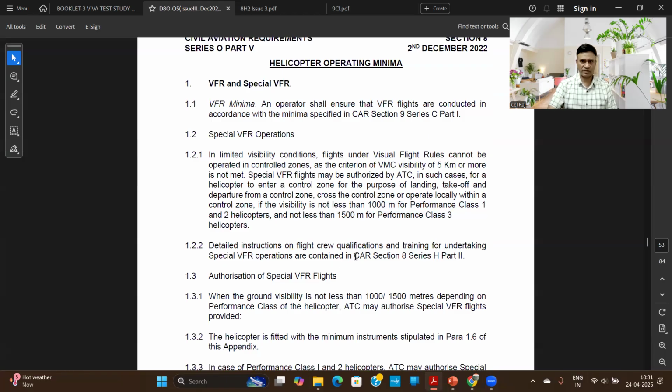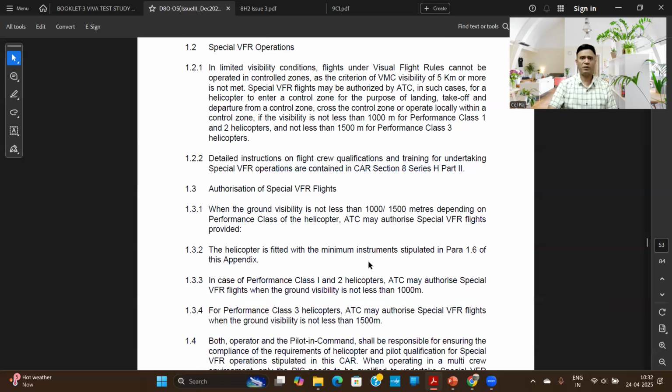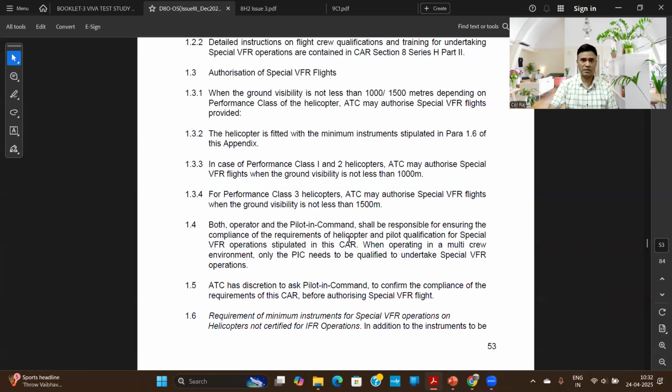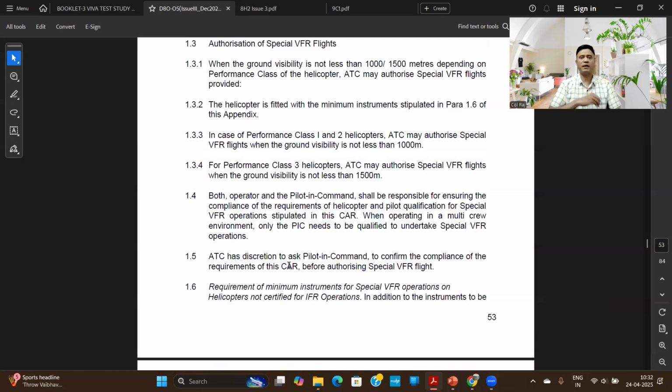Then they are talking of special VFR operations, detailed instructions, flight crew training, which I will cover later. The ground visibility is not less than 1000 or 1500 meters, depending on the performance class. Special VFR is authorized for helicopters fitted with the minimum instruments stipulated in para 1.6, which we have discussed earlier. ATC has the discretion to ask the pilot in command to confirm compliance with the requirements of this CAR before authorizing this. The operator and pilot in command shall be responsible for ensuring compliance.